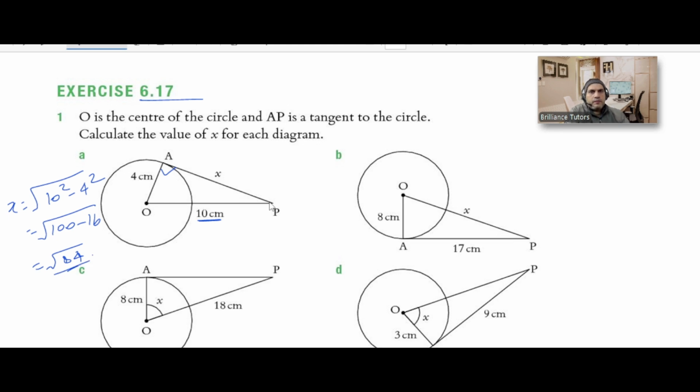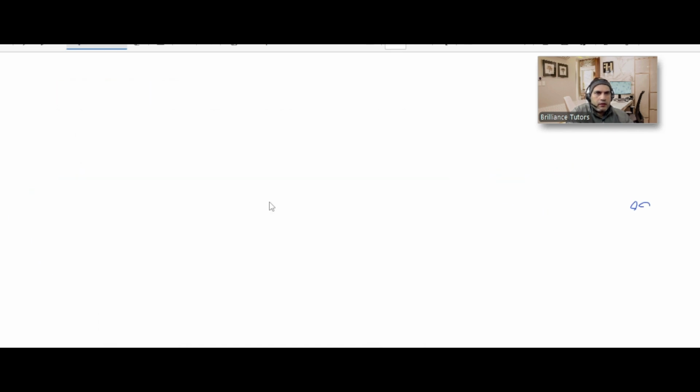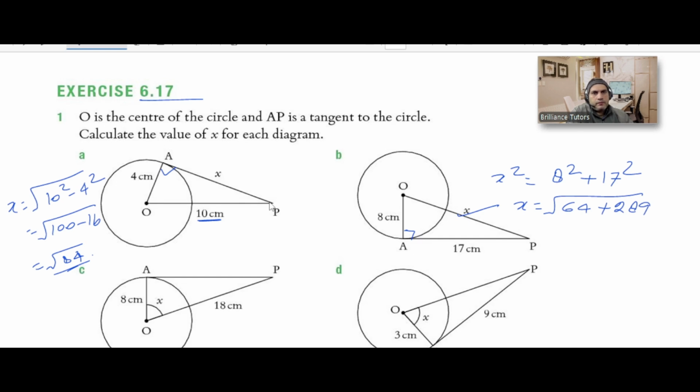And in this one, this is a 90 degree angle, so we have to find the hypotenuse. So x squared equals 8 squared plus 17 squared. So x is how much? We have to find 64 plus 289. And this way we can calculate also, with the 3 and 4 and 3 and 2 sides here.